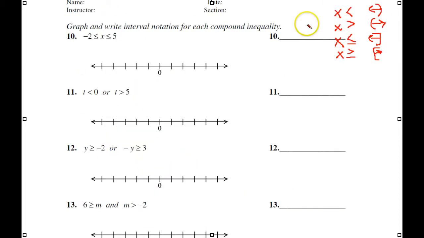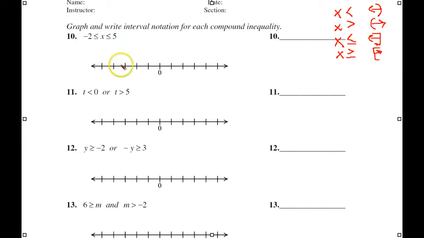Now, a little review. When we have inequalities, such as x is less than, and we're going to graph it, well, we put it over the number we're interested in. It would be a parenthesis, and then the line would go to the left. If x is greater than, we have a parenthesis with the line going toward the right. If it's x is less than or equal to, instead of a parenthesis, we use a bracket, and the line goes to the left. And for greater than, it's a bracket, the line goes to the right.